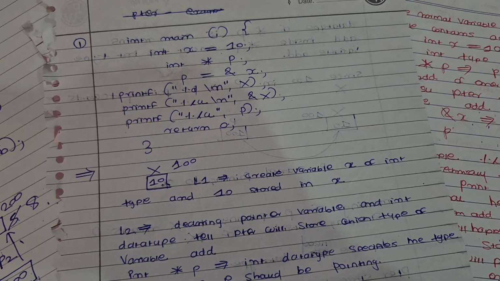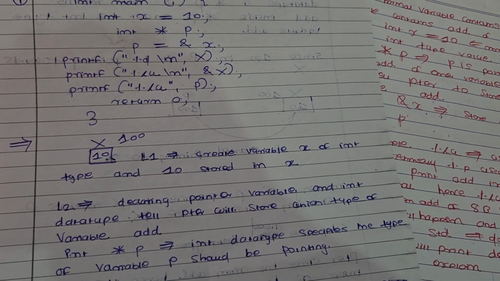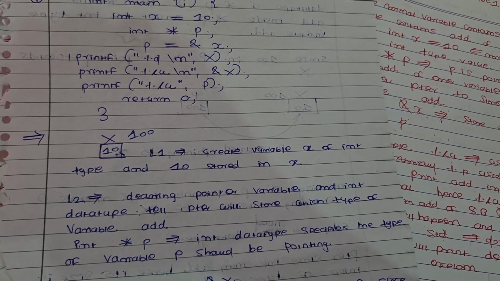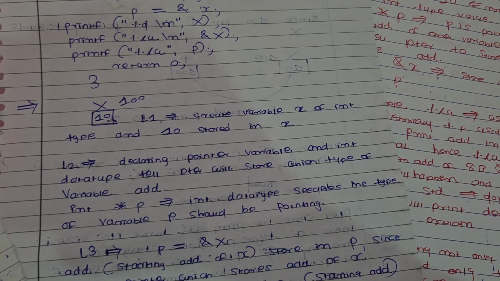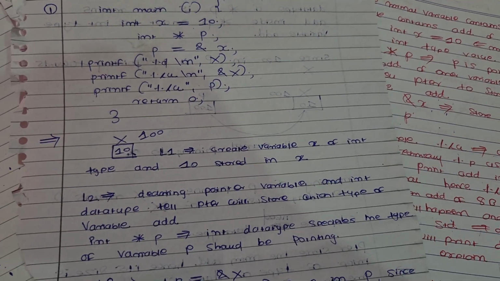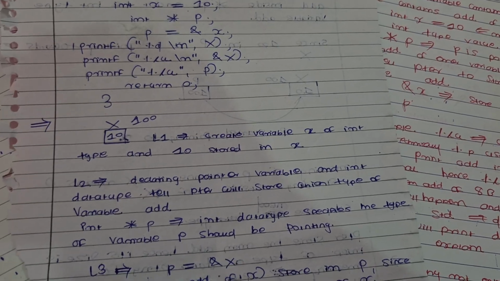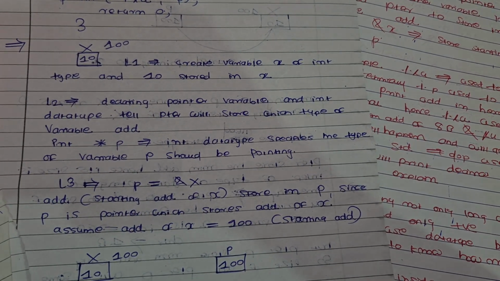Then int *p: here we are declaring the pointer variable p, and the int data type tells which type of variable's address the pointer will store. Then line 3, p equal to &x, so it's storing the address of x and storing it in p.